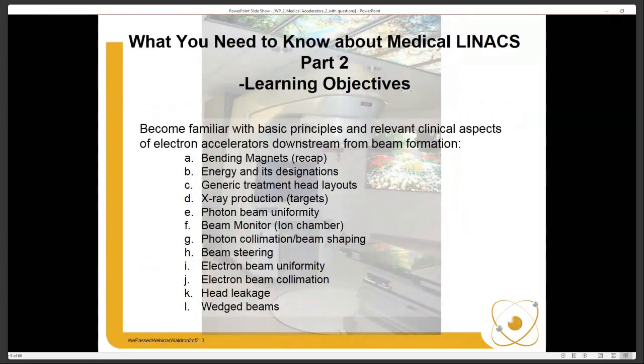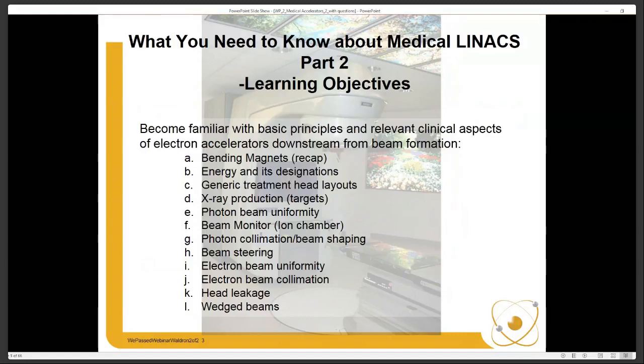Tonight's learning objectives are to become familiar with the basic principles and relative clinical aspects of electron accelerator, really the technology downstream from beam formation. In the first hour, we talked about basically generating an electron beam, electrons, accelerator, bending magnet. I'm going to briefly, and I mean really briefly, recap the high points from the last lecture. That's going to involve talking a bit about bending magnets, and then we'll move on to a discussion of what we mean when we talk about electron energy.